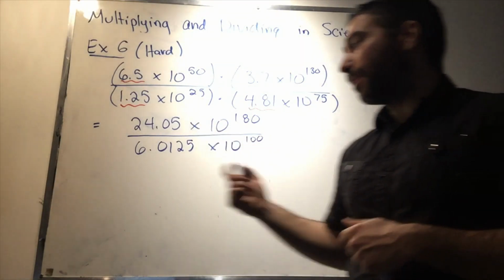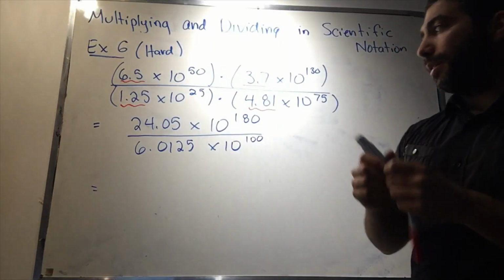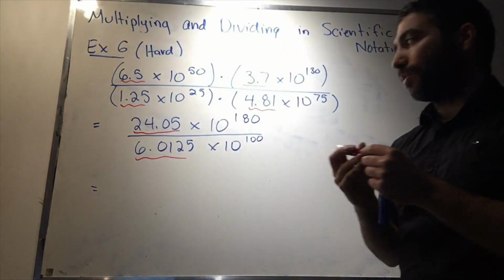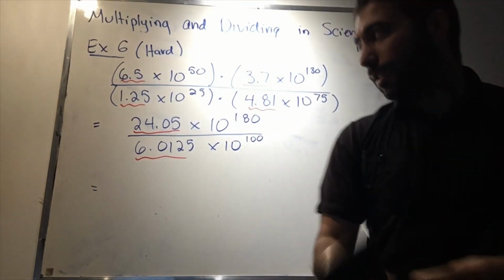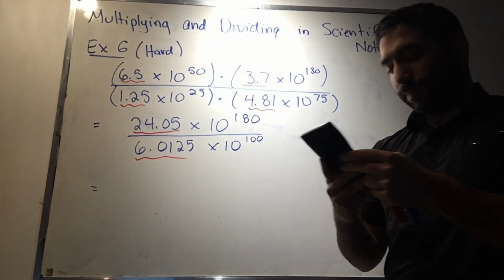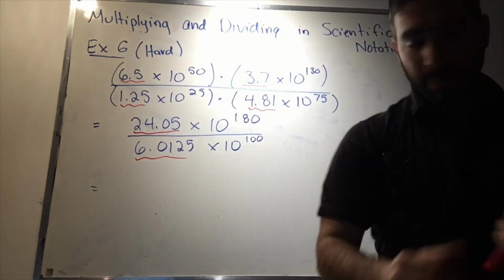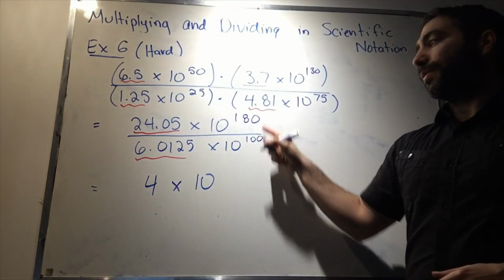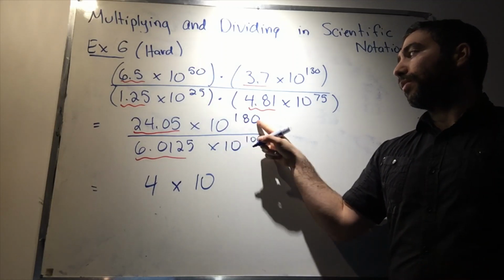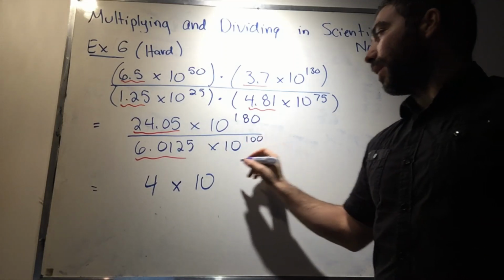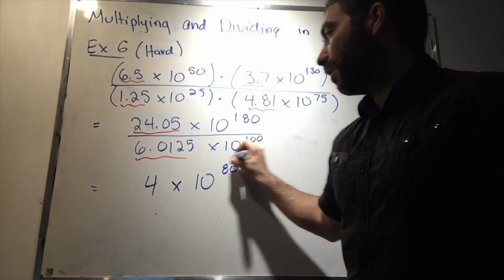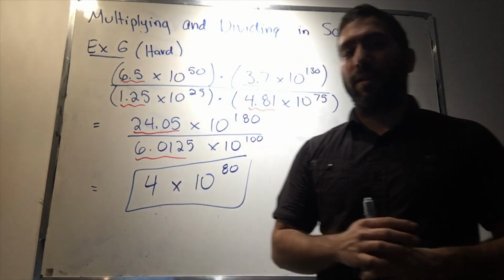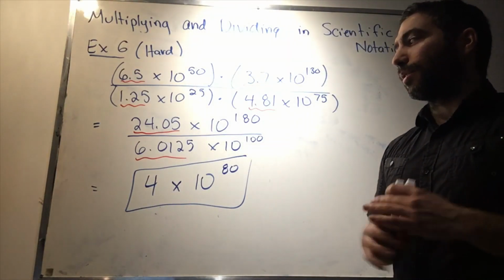The last step is to divide. So we begin by dividing the numbers in the front. 24.05 divided by 6.0125. Let's divide those guys. And we get 4 times 10 to the, and since we're dividing, we have to subtract the exponents. So on top we have 180, on the bottom we have 100. 180 minus 100, we get 80. And this is our final answer, 4 times 10 to the 80. 4 is between 1 and 9.99 repeating, so that's our final answer.